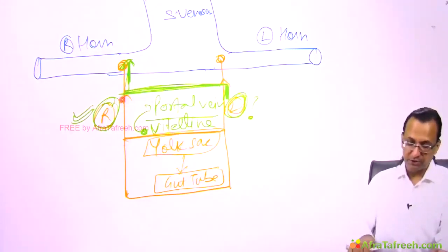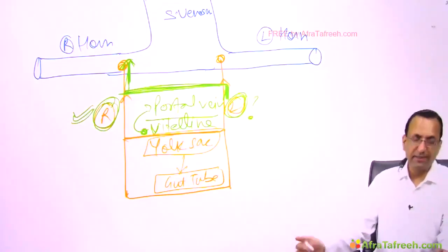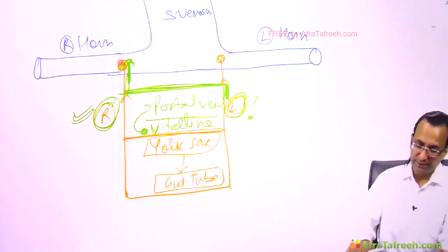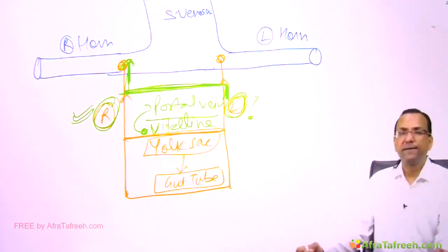Everything else will regress. Okay, this is about the formation of portal vein. So portal vein is towards the right side. Yes, it is towards the right side basically, though it begins on the left side but goes towards the right side. Okay, fine. What about the placental veins?